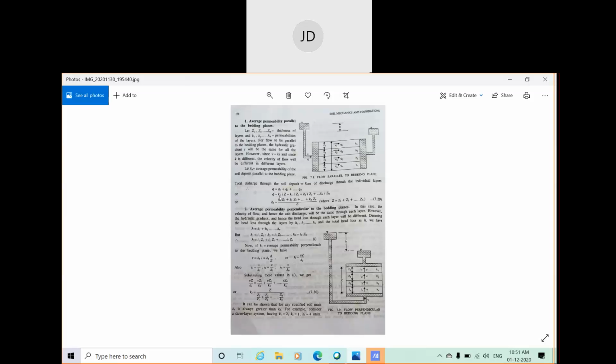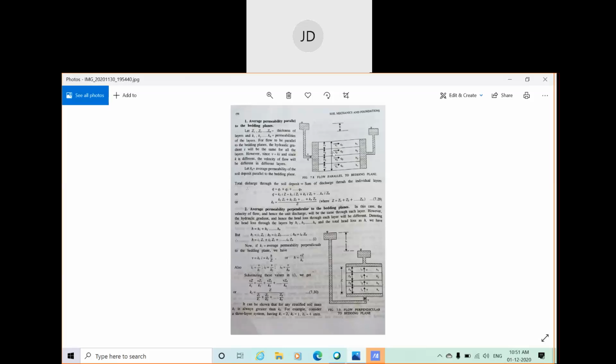Now K can be replaced by Kx, your average permeability. I is your hydraulic gradient. Z is your total thickness of the layer. It is capital Z, the total thickness of the layer, where capital Z is equal to Z1 plus Z2 up to Zn, that means the summation of the thicknesses. The total thickness of the layer is Z, here you can see.